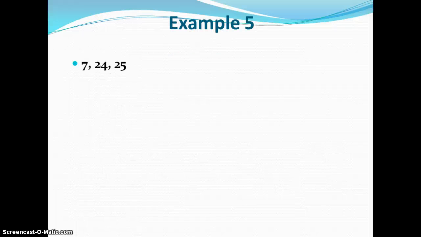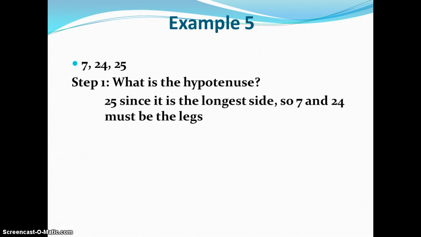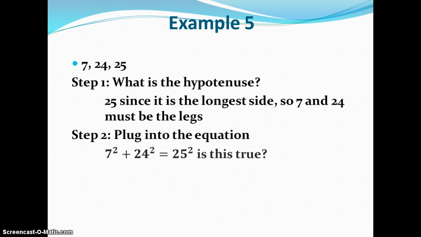Last example, example 5, we have 7, 24, and 25. What is the hypotenuse? It's going to be 25 since it's the longest side or the greatest number. So 7 and 24 must be the legs. Step 2, we're going to plug into the equation. So we'll have 7 squared plus 24 squared equals 25 squared. Is this true?